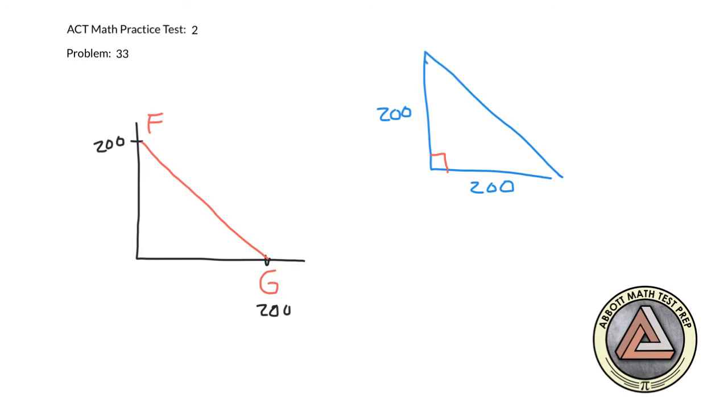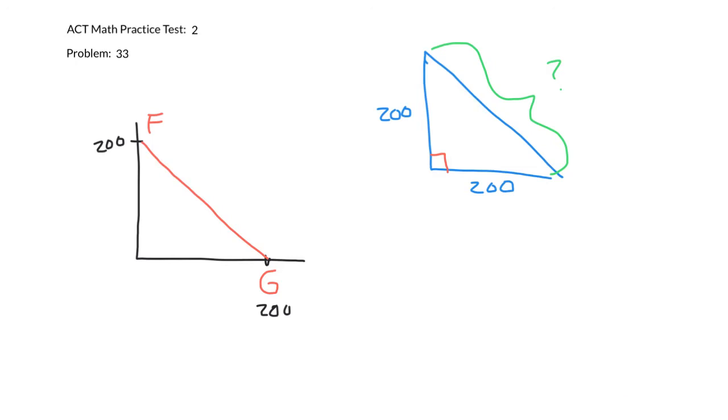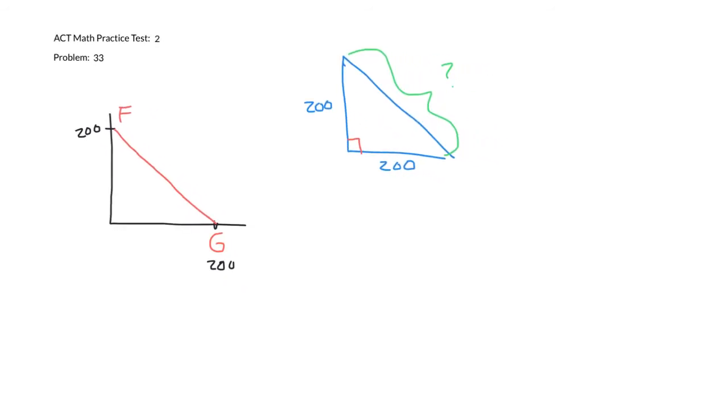Well, what is that? That's the hypotenuse, right? That is the hypotenuse. And if we could just find the length of that hypotenuse, we'd have the answer. Well, there's two ways of going about it. Number one, you could use the Pythagorean theorem. That's totally fine. So we're going to do that right now.